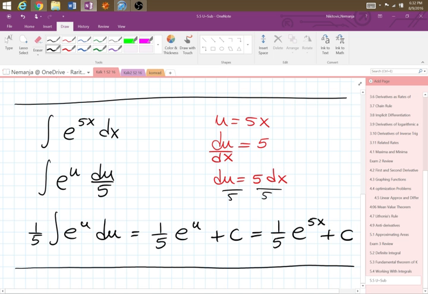Now, you were asked to memorize the formula that's going to be e to the kx over k, and that k, the 5, drops below. But u substitution actually takes care of it. So you actually don't have to memorize the formula. So let me just explain this one more time so we understand it.